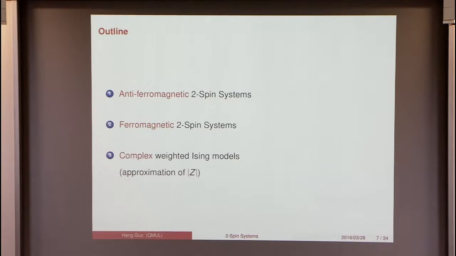So here is the outline of this talk. The first part will be a survey on anti-ferromagnetic two-spin systems. There's been great advance in recent years, and we have more or less completely classified all anti-ferromagnetic two-spin systems. Then I will report some recent results I had with Pinyan Lu on ferromagnetic two-spin systems. And if I have time, I will talk about going beyond non-negative numbers, namely the complex-weighted Ising model. This is joint work with Leslie Goldberg. In this case, I will be talking about approximation of the norm of the partition function, because it's not clear how to approximate a complex number.